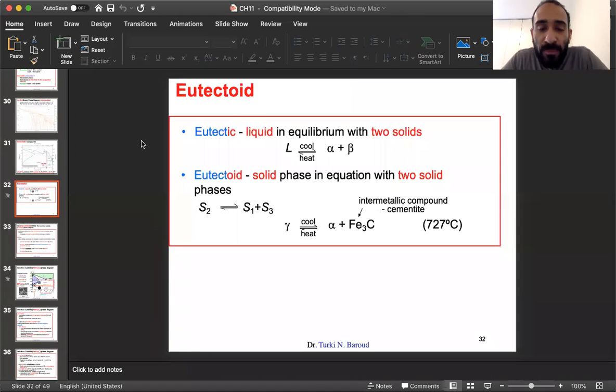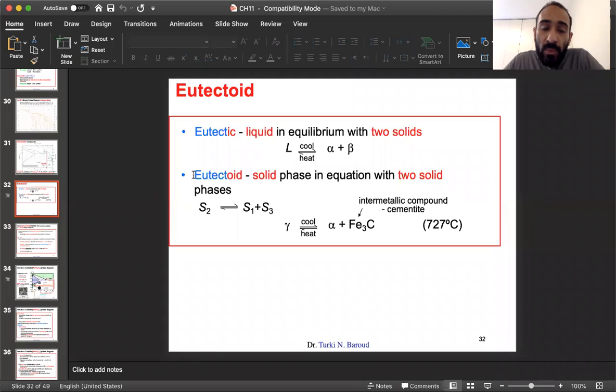If you remember from previously, we said that in eutectic, when you have a liquid, it will transform into two types of solids. So liquid will transform into two types of solids. So here you have liquid into two phases. Upon heating and upon cooling, these two phases will transform into liquid directly.